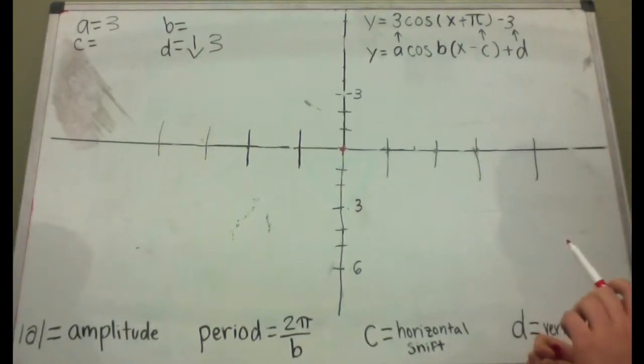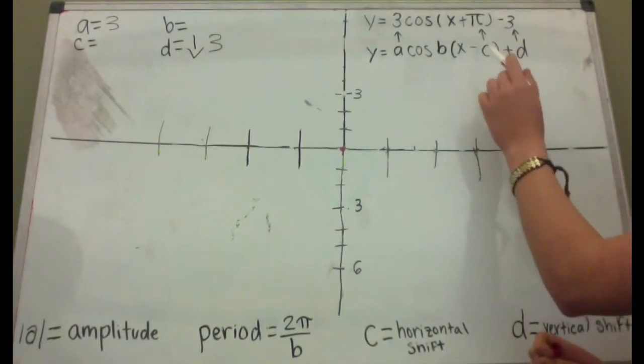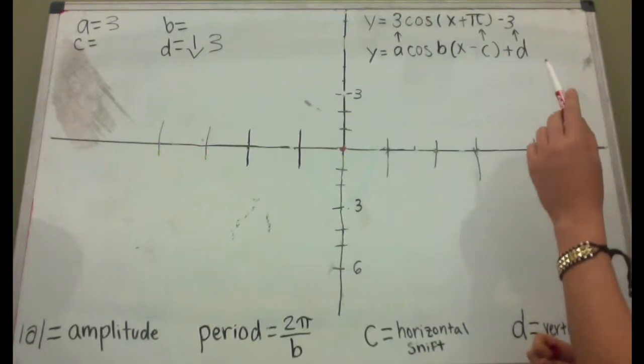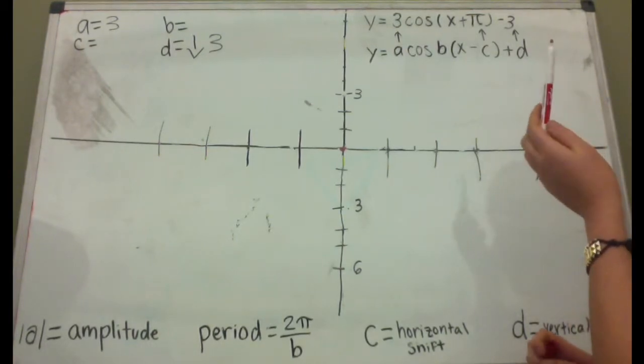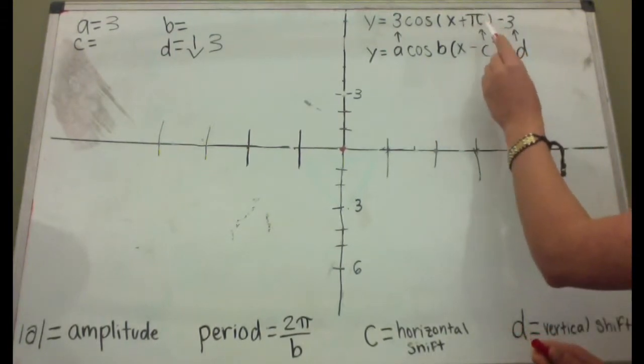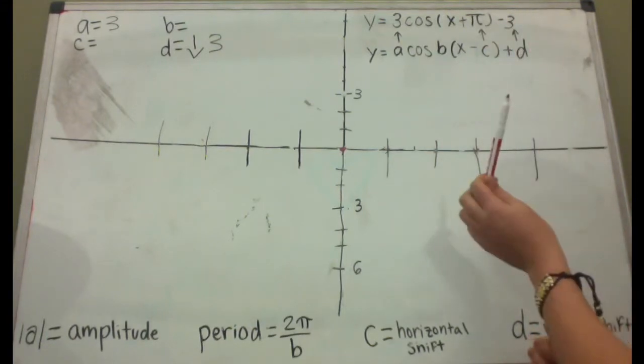However, we don't actually start at the origin because we also have another variable, c, or our horizontal shift. Now, whenever you're dealing with the variable c, or the horizontal shift of pi in this case, you have to take whatever the sign is in front of your variable c and move it in the opposite direction.